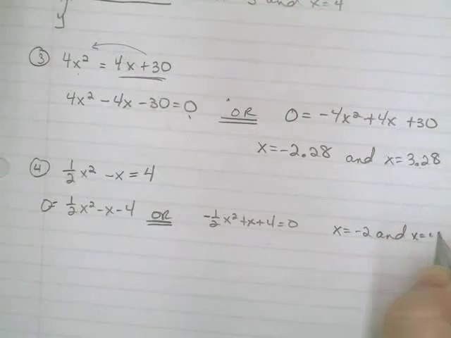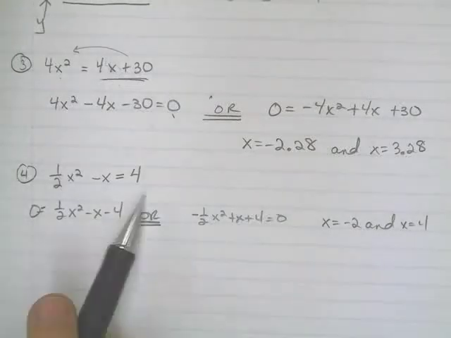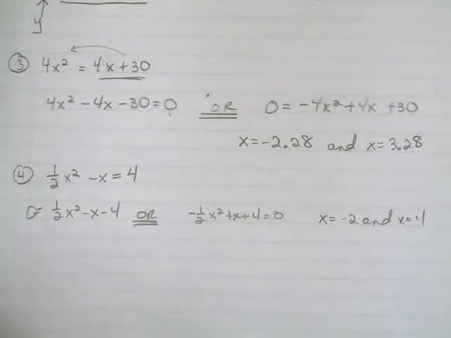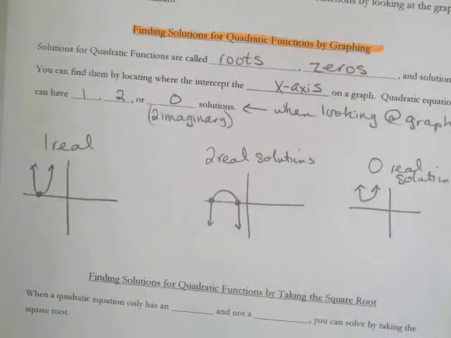So when you're solving by graphing, the first thing you need to do is find out where it crosses the x-axis. And sometimes you're going to have to move things around so it's a 0 or y equals. Okay, now to the next type of problem. The next type of problem is solving by taking a square root.